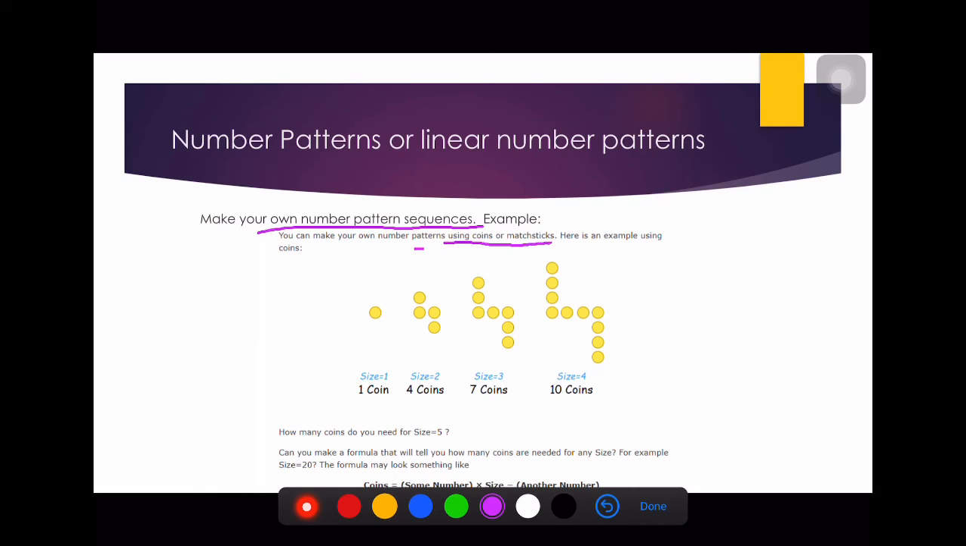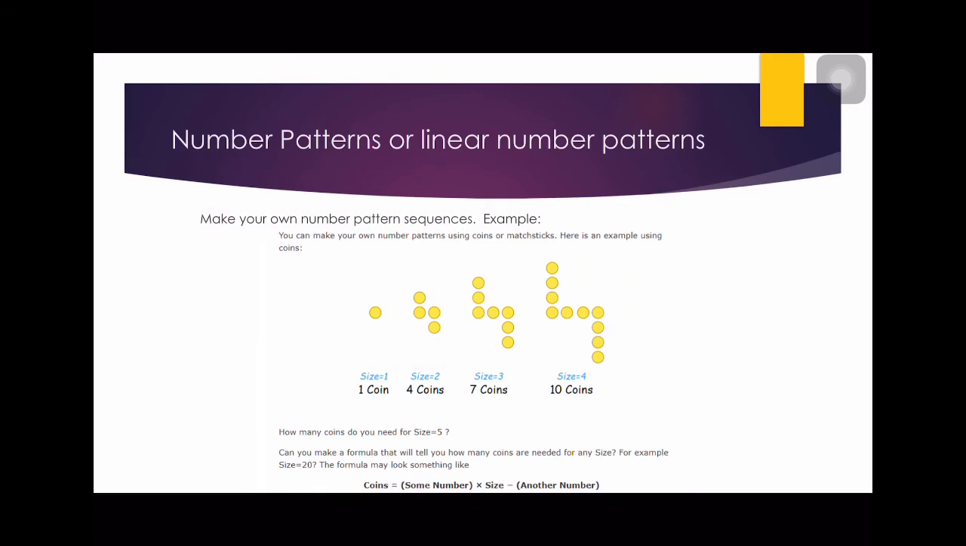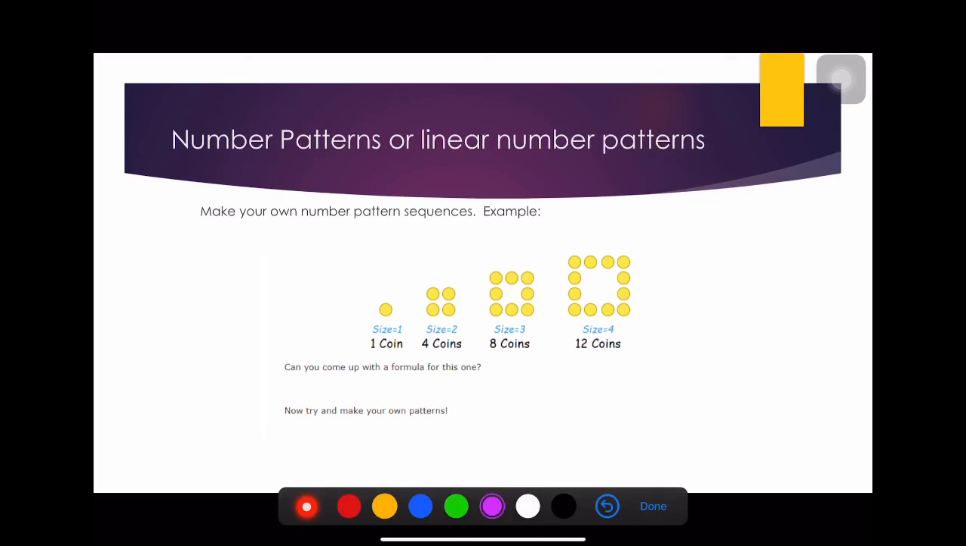So they are looking at the number of coins and not the value. Okay, this is another pattern sequence where you are forming a square. Then you can keep on adding. So you will have 1 coin, 4 coins, 8 coins, 12 coins. So you can add on to this.